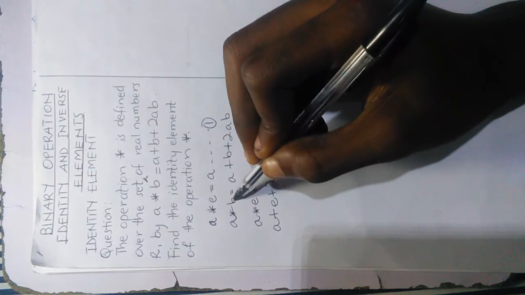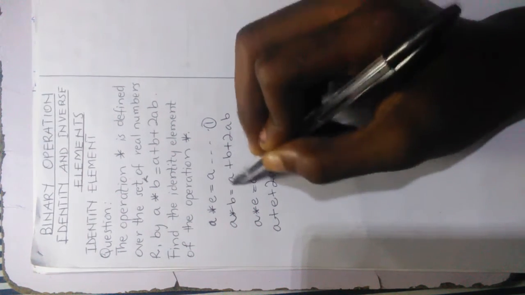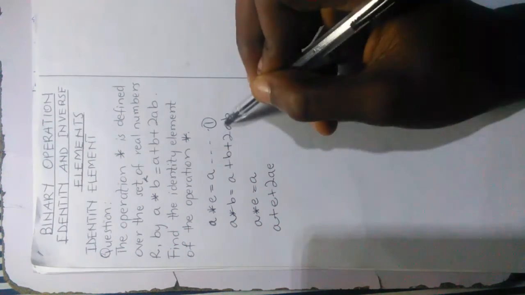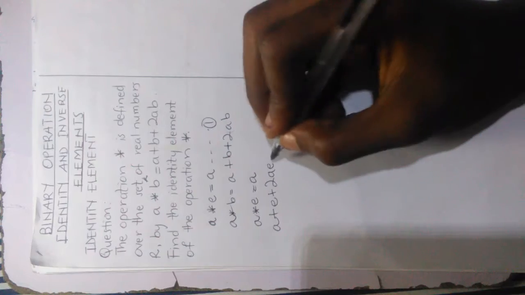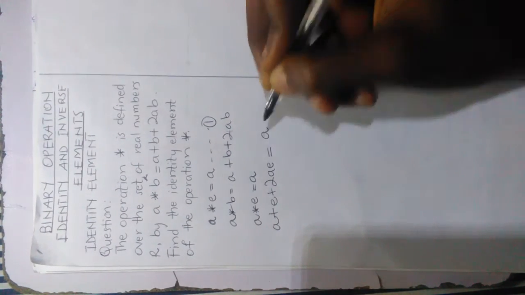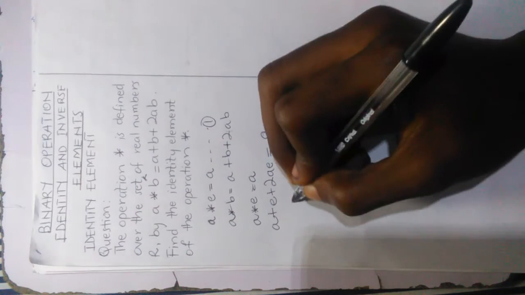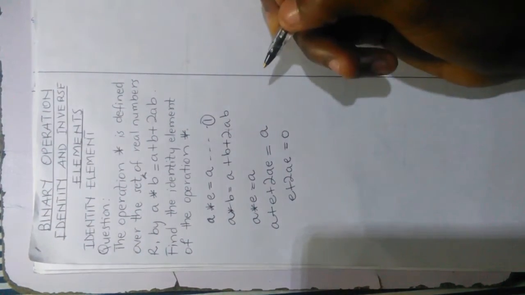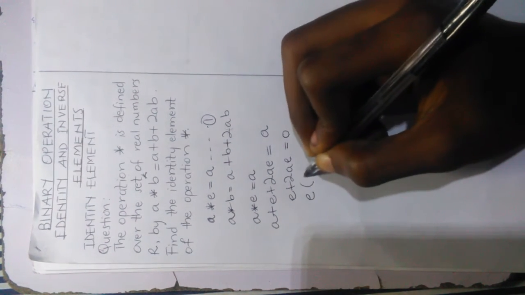Now, this E will replace the B here. Just replace it. And know that the first element will take the first position, the second element will take the second position, and there will be 2 multiplying the product of the first and second element. And we say that this should be equal to the first element, the element of the set R, A. So meaning if we move this, we get E plus 2AE to be equal to 0, since A minus A is 0. Now, factorizing this, we get E times 1 plus 2A equals 0.